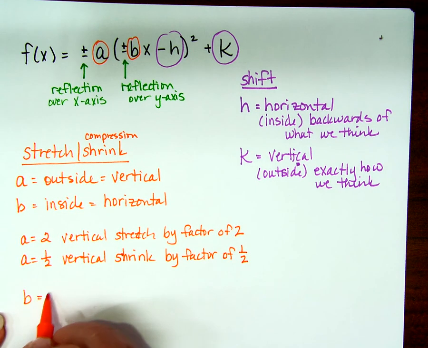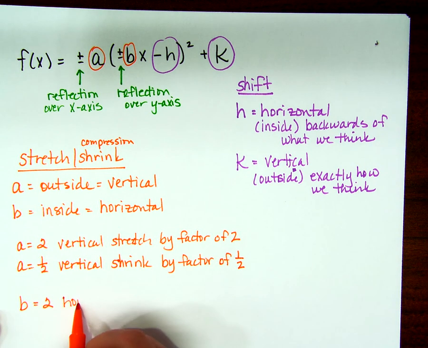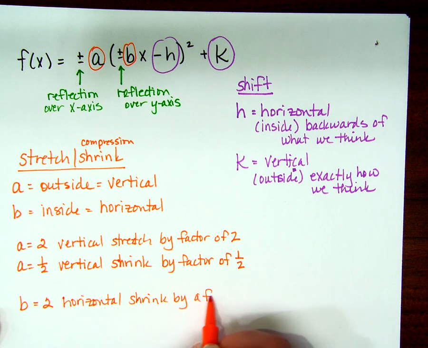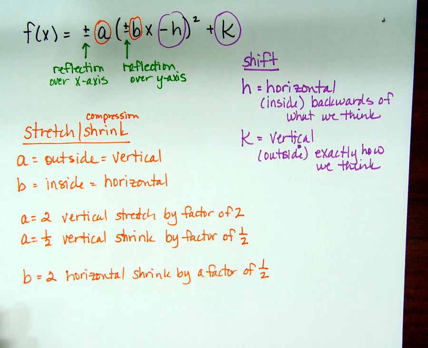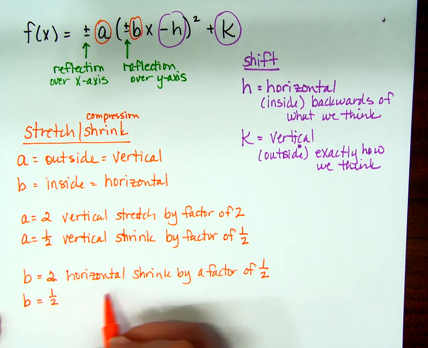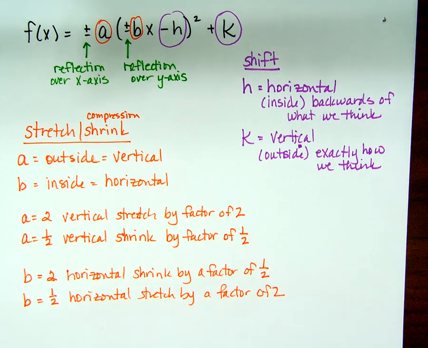What if b is 2? If b is 2, it's a horizontal shrink by a factor of 1/2, because it is the reciprocal. It's inside, so it's going to be different than what we think. Over here we said backwards or opposite of what we think. When it's a multiplier, it's the reciprocal of what we think. So it's a 2, so it's going to be a shrink by a factor of the reciprocal of that multiplier. Okay, so what if b is 1/2? Horizontal stretch by a factor of 2.